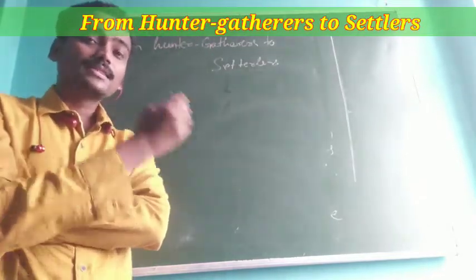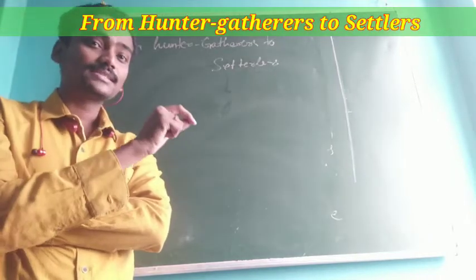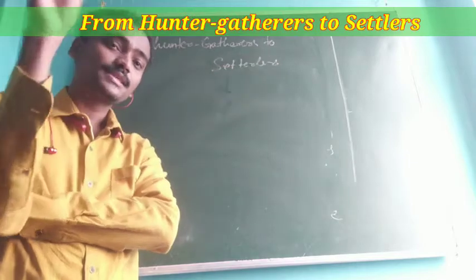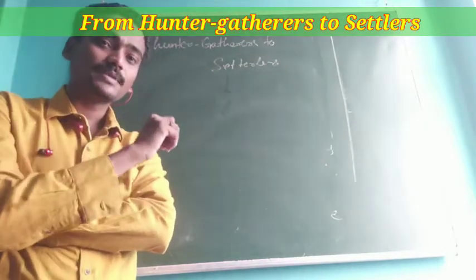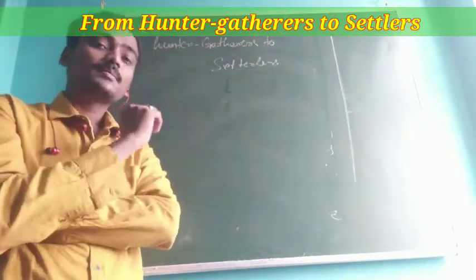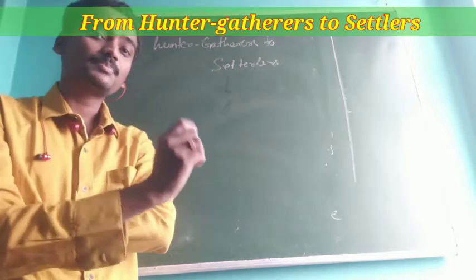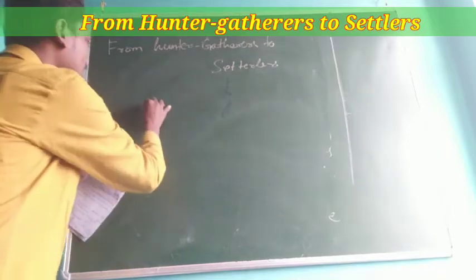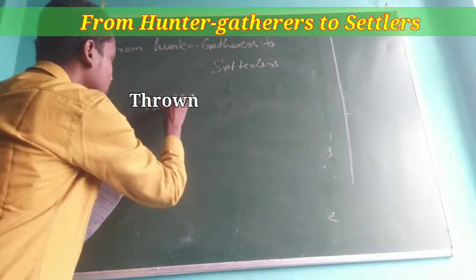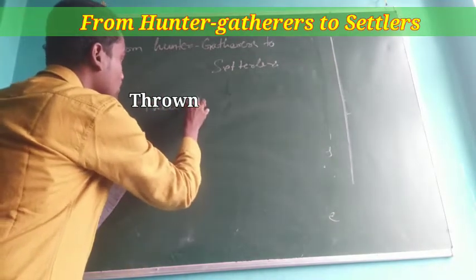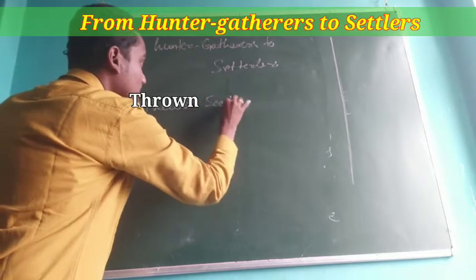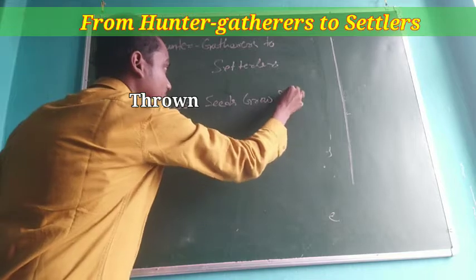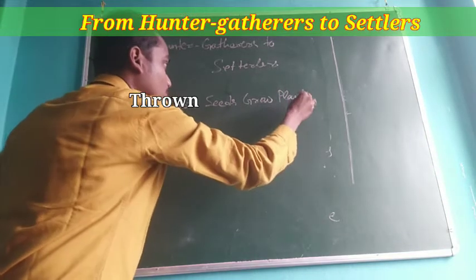They got the idea and realized that if they sowed some seeds in a certain patch of land, they could grow the plants effectively. Okay, this is the first step. They started planting. In the first stage, they noticed that thrown seeds grow into plants.